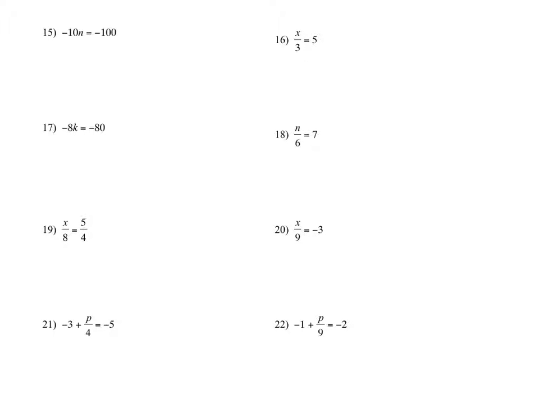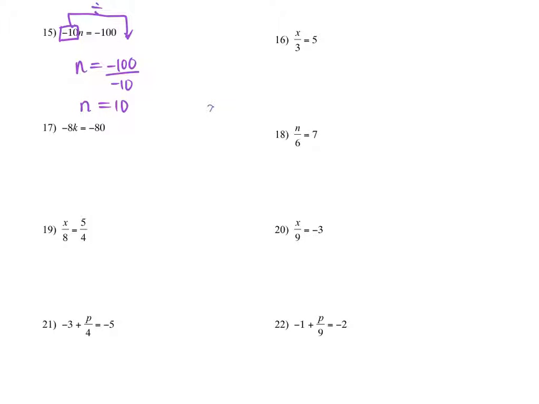Let's look at number 15. So what I don't want is this -10, and -10n is a multiplication. So if I move it to the other side, I have to change that into a division. So it's -100 divided by -10. Another way to explain it is that it went from a numerator to become a denominator.